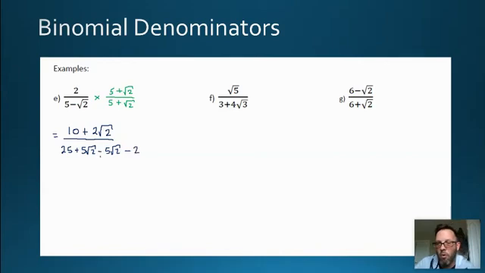Now, as you do more and more, you'll understand, okay, the middle two terms always cancel out, and you might be able to save some steps. But here it wasn't too onerous for us. So we get 10 plus 2 root 2. And 25 minus 2 is 23. No more radicals. Integer on the bottom.